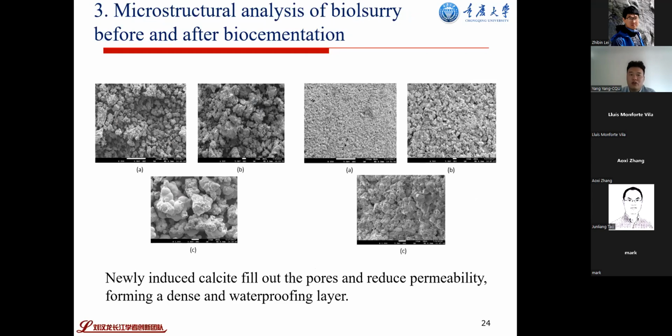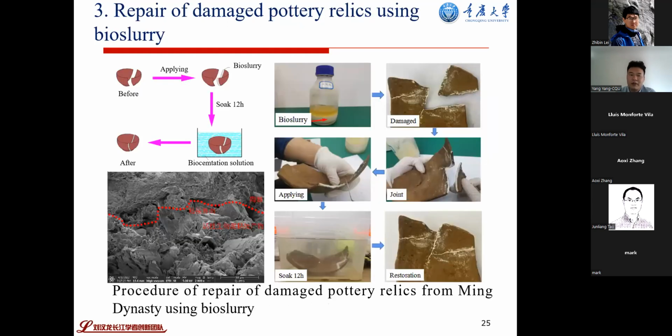Okay, this is the microstructure analysis. You can see the original bioslurry is just a loose crystal. After biocementation, the newly induced calcite fills the pores and reduces the permeability, forming a dense layer. This contributes to strength and reduces the permeability.